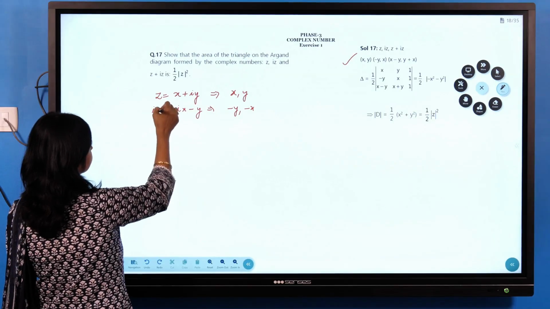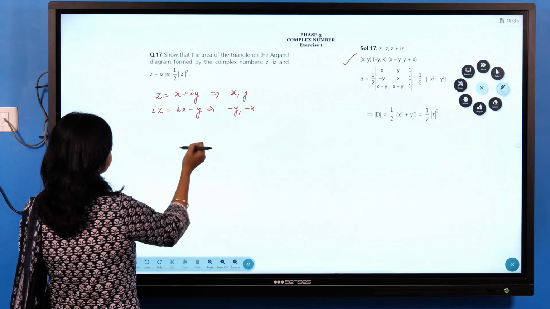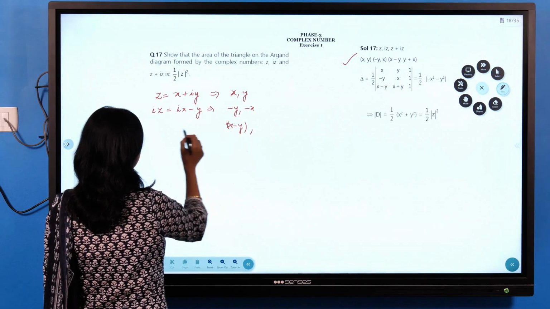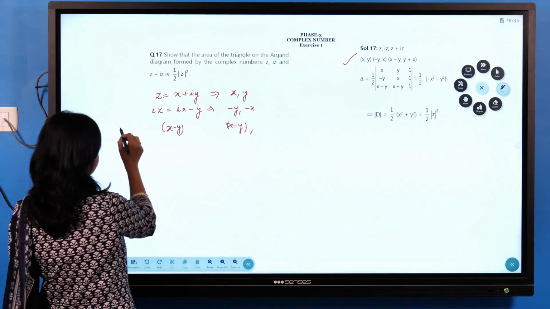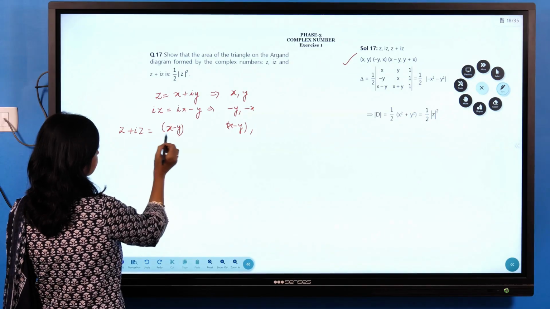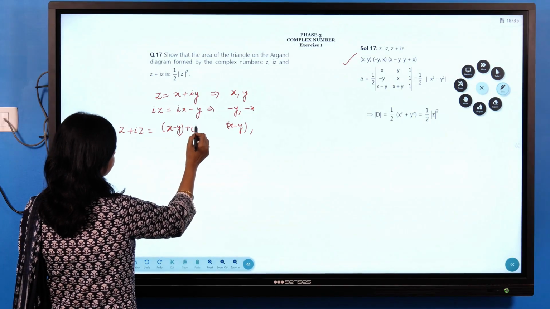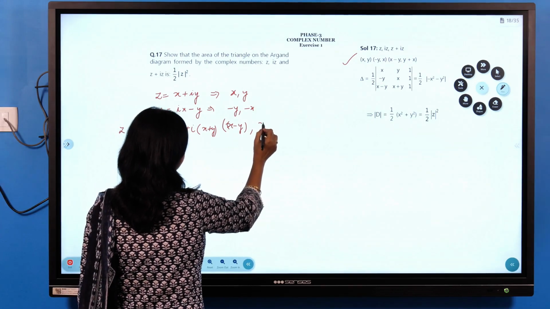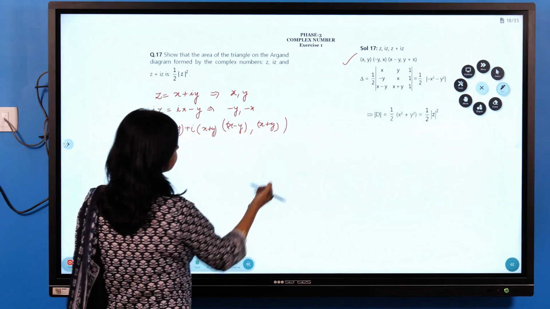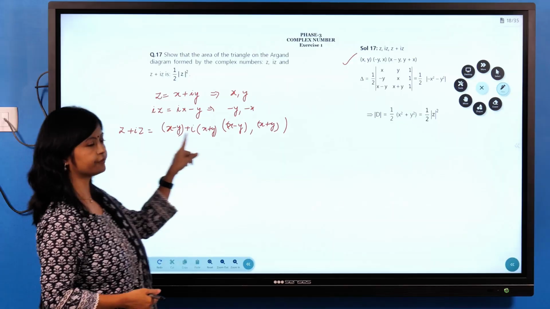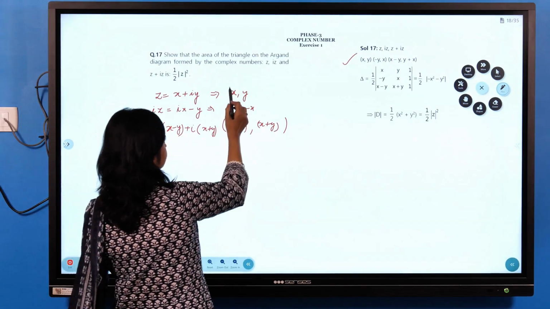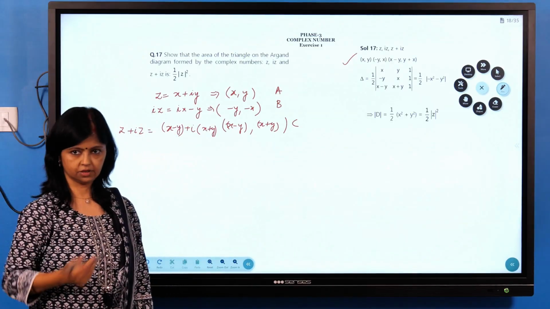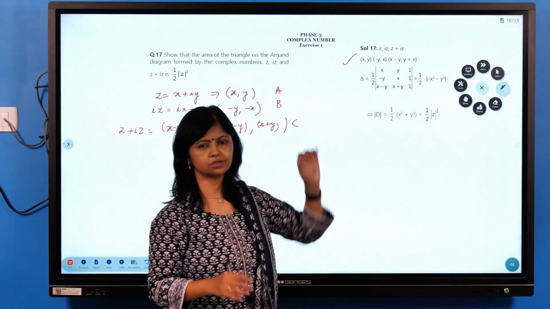And the other one is if you add both. So if you add both, then z plus iz is equal to x minus y plus i times (x plus y). So x minus y and x plus y. So these are the points. And from our coordinate geometry understanding, we know if three points form A, B, C, the three vertices of a triangle, then we can just use a determinant and find the value.